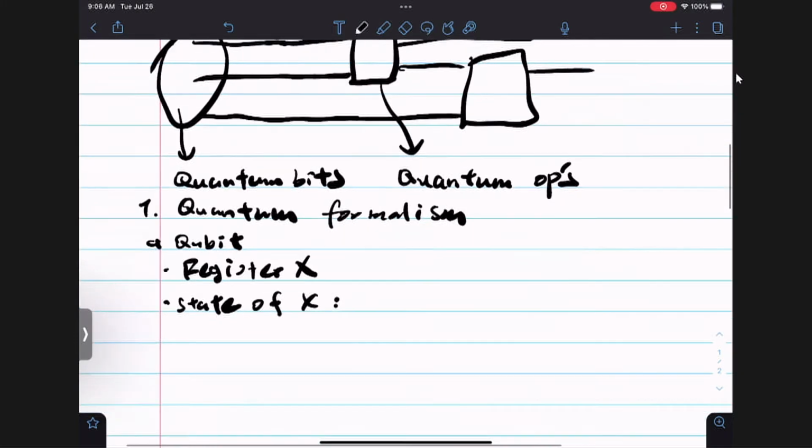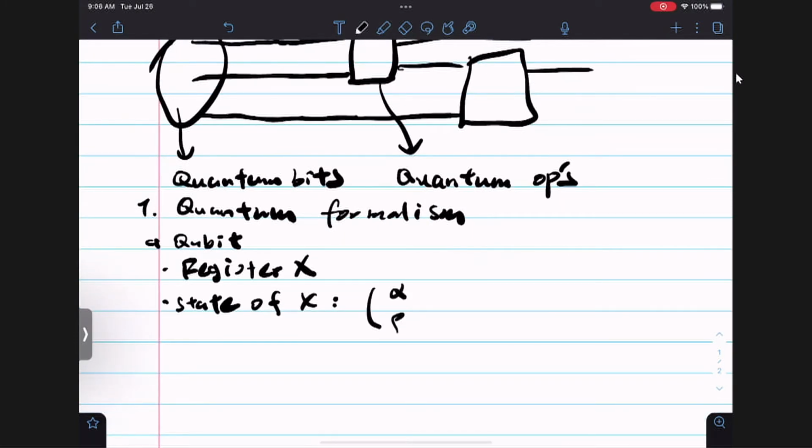is going to be described by a two-dimensional vector with complex entries. And the only condition is it has to be normalized, meaning the norm, the length, is going to be 1.